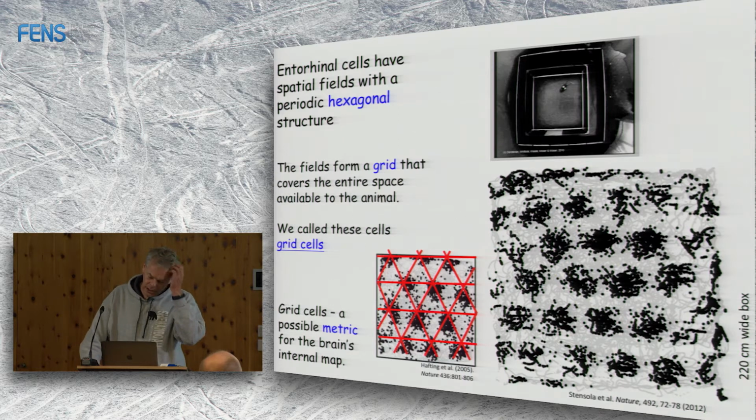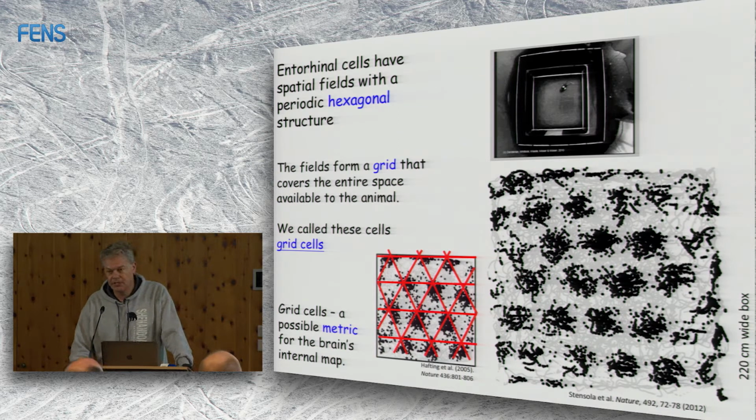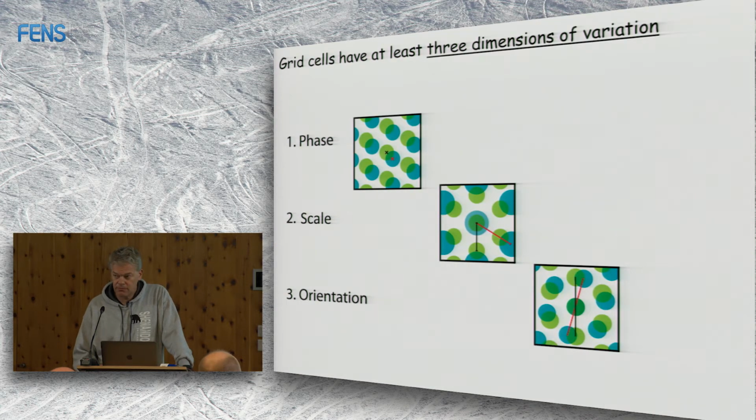Work has shown that you can decode position pretty precisely from a composition of grid cells, especially if they vary in scale, for example. So this is much of the basis for suggesting that these contribute a metric to the brain's spatial map. So you also know, probably from what Nahum told, that they vary in phase.